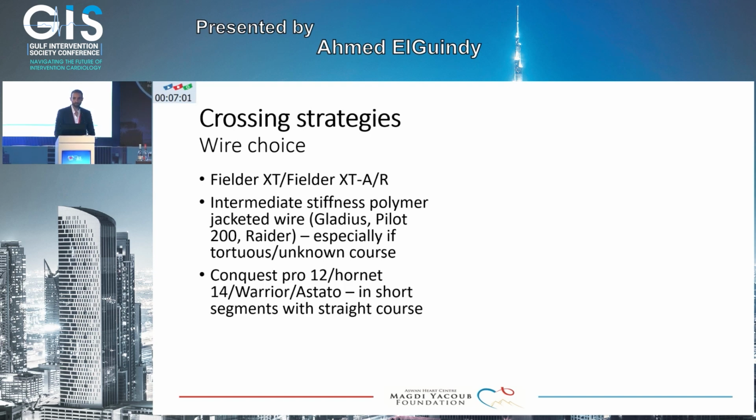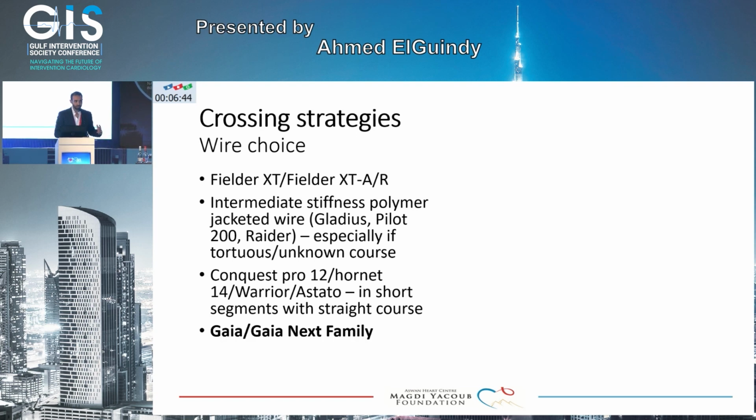So what happens when you have a lot of calcification, either at the proximal cap or inside the CTO body? Then this is where the tapered, high tip load penetrative wires come into play, and this is the CP12, Hornet 14, Astato, Warrior. So these are all good choices.